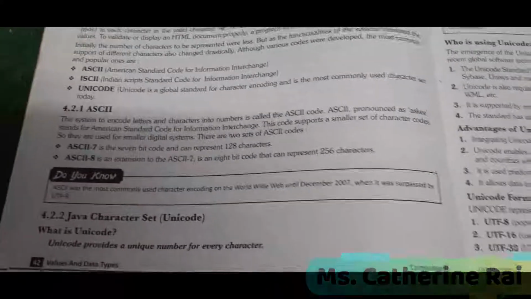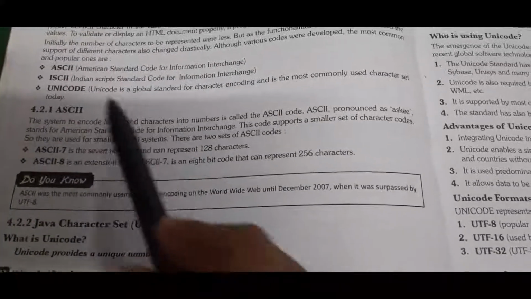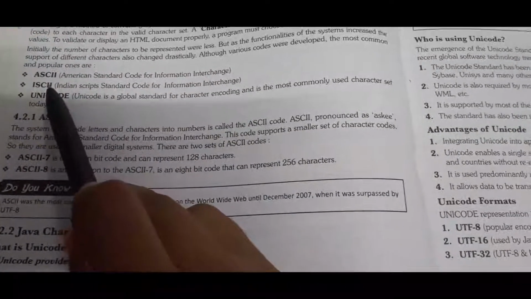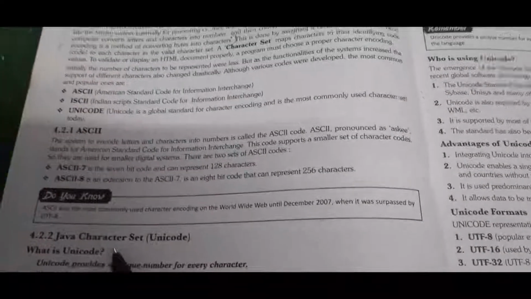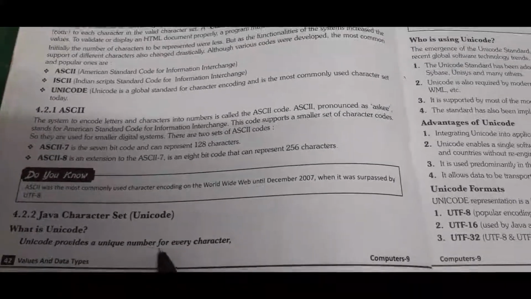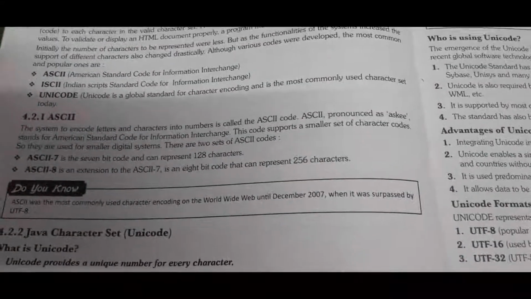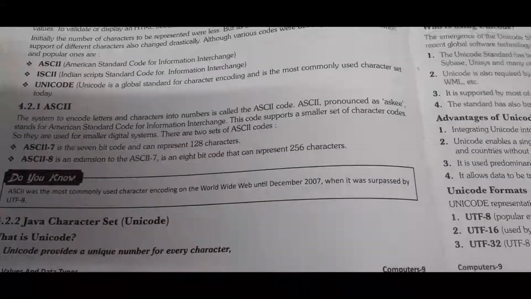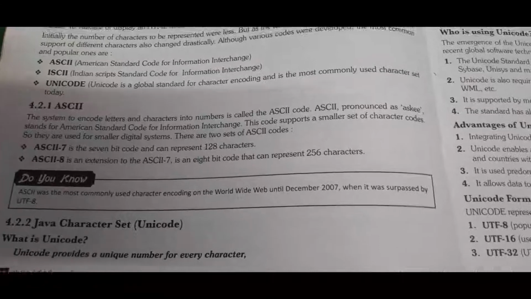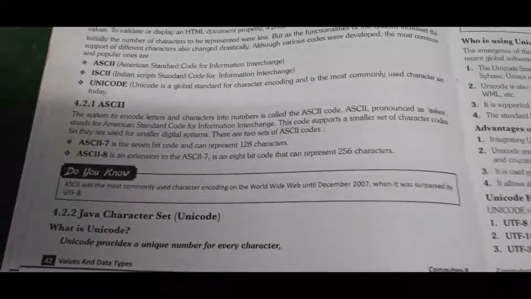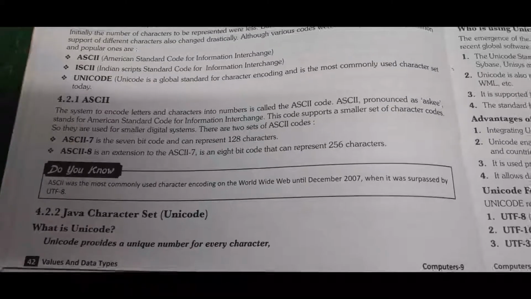Here in page number 42, what is given is the Java character set, Unicode. In the previous class I had explained about the ASCII code and ISCII code, and along with that we learned a few things about Unicode. Now, what is Unicode? Unicode provides a unique number for every character. That means Unicode is a number provided for the characters that we use during programming. Inside the programming portions we use different sorts of characters, and different codes are hidden behind those characters. Those codes are made up of numbers, which are called Unicode.